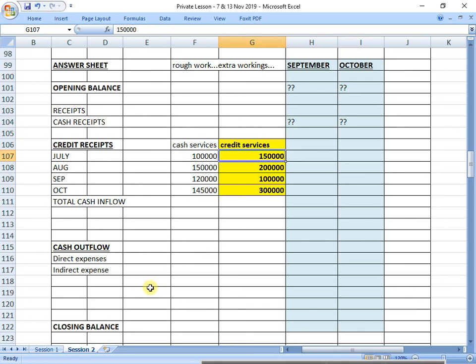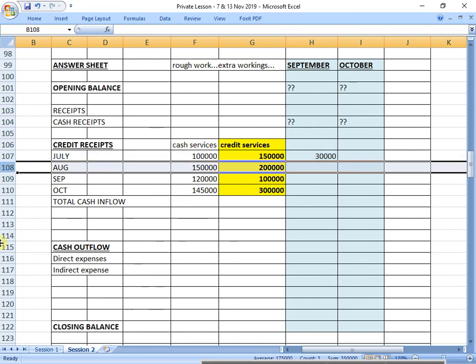20% is collected 2 months after the sale. What month is that? September. August is month one. September is month two. Is September part of the budget? Yes. So how much do you collect there? 20%. That's where the 30,000 comes from. See that? Line by line by line. Makes sense? Okay, you do this one.